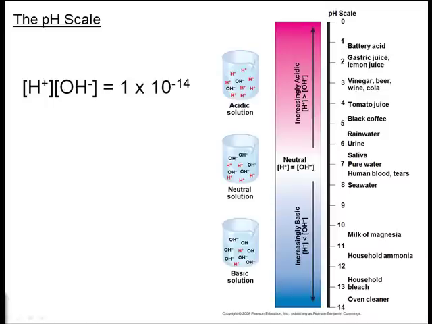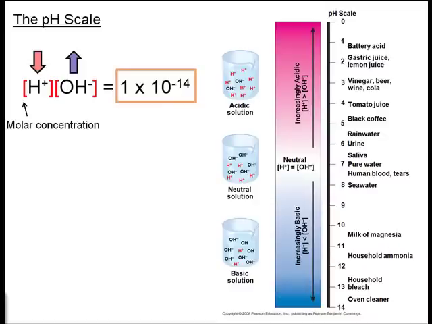Concentrations of protons and hydroxide ions make a solution more acidic or basic, and scientists use something called the pH scale to describe how acidic or basic a solution is. In any aqueous solution, the product of proton concentration and hydroxide ion concentration is always 1 times 10 to the minus 14. If you have an increase in proton concentration, you'll have a decrease in hydroxide ion concentration, or vice versa, to always maintain this product.